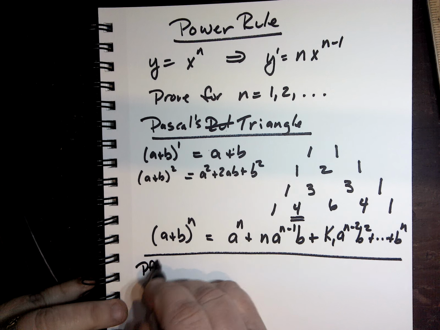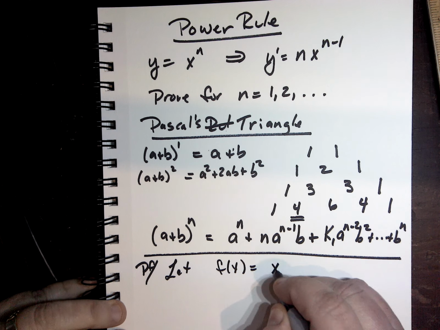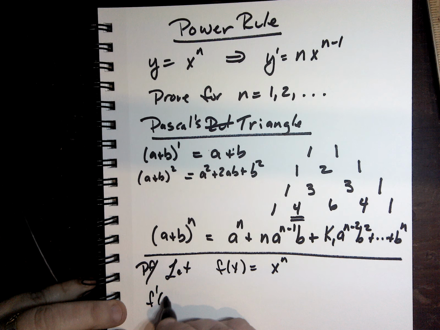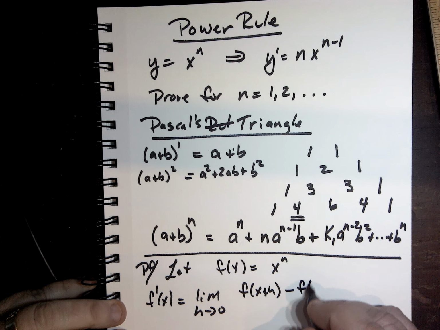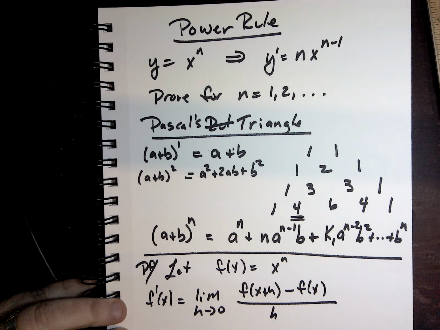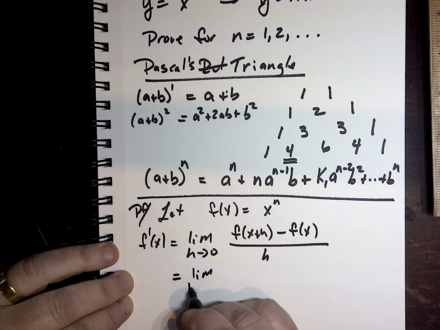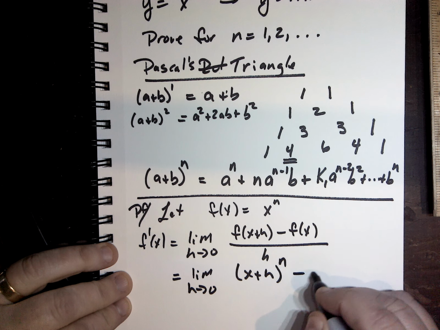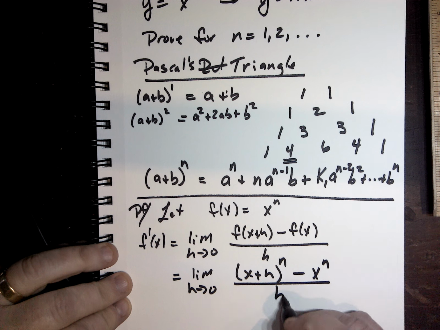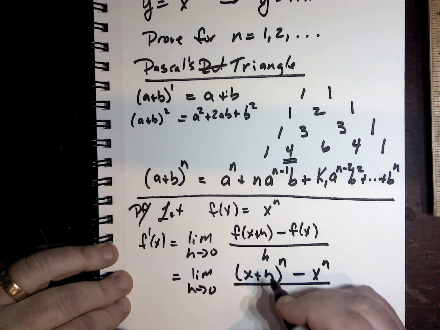So, proof. Let f of x equal x to the n. Now we know the derivative is the limit as h approaches 0 of f of x plus h minus f of x, all over h. So I'm going to plug this into my formula. I will have x plus h quantity to the n minus x to the n, all over h. Next thing I need to do is expand that x plus h to the n.